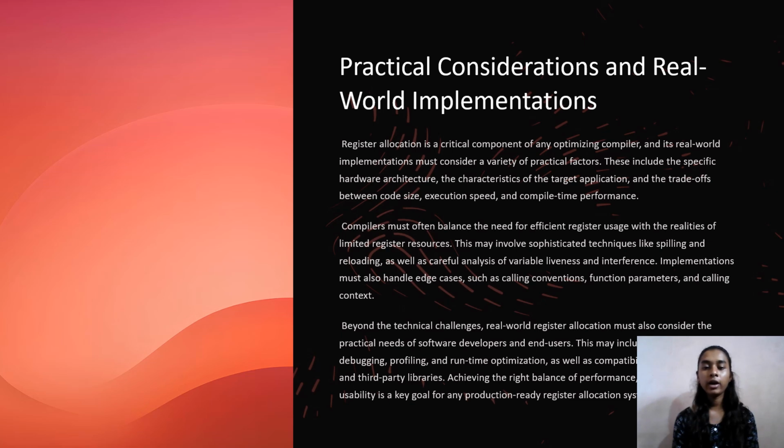Implementation must also handle edge cases such as calling conventions, function parameters, and calling context. Beyond the technical challenges, real-world register allocation must also consider the practical needs of software development and the end user. This may include debugging, profiling, and runtime optimization, as well as compatibility with third-party libraries. Achieving the right balance of performance and usability is a key goal for any production-ready register allocation system.